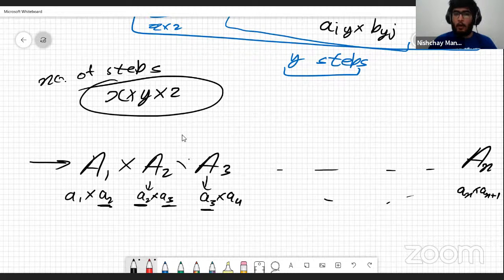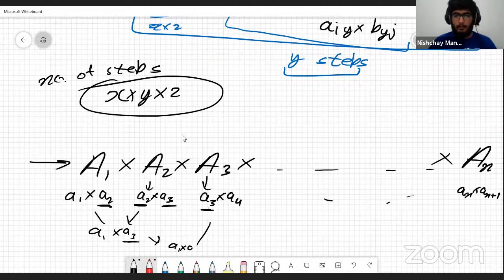We have to multiply all of these matrices together. So a1 into a2 multiplied by a2 into a3 is going to result in a matrix of a1 into a3. And then a1 into a3 multiplied by a3 into a4 is going to result in something of a1 into a4. So we have to give the resultant matrix here.